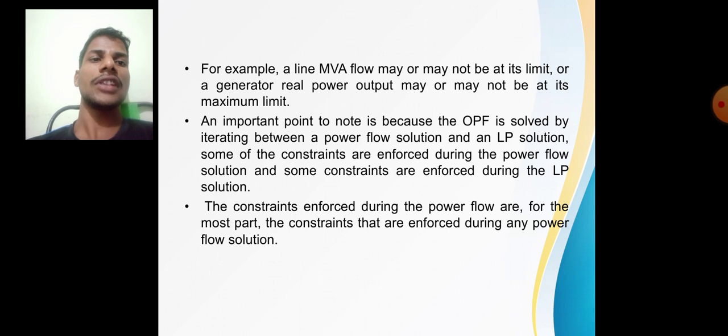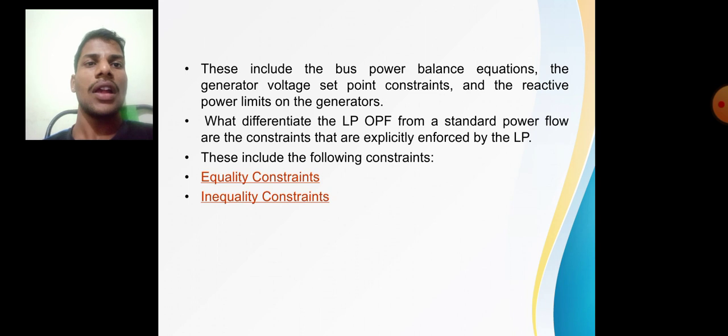Now, some of the constraints are enforced during the power flow solution, and some constraints are enforced during the LP solution. The constraints enforced during the power flow solution include the bus power balance equation, the generator voltage set point constraint, and the active power limits on the generators. What differentiates the LP and power flow solutions are the constraints enforced by the LP, which include equality constraints and inequality constraints.